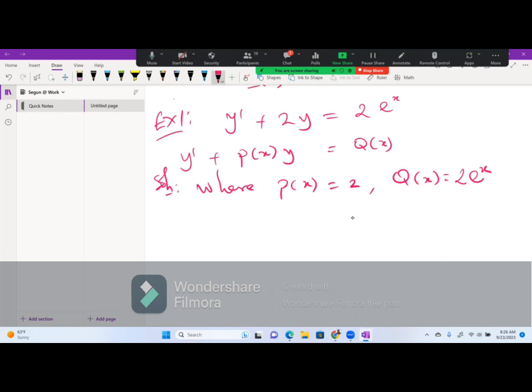Let's first of all find our integrating factor. I use IF for integrating factor. Our integrating factor is I of x equals exponential of the integral of p of x dx, which is the same thing as exponential of the integral of 2 dx. Do you agree with me?